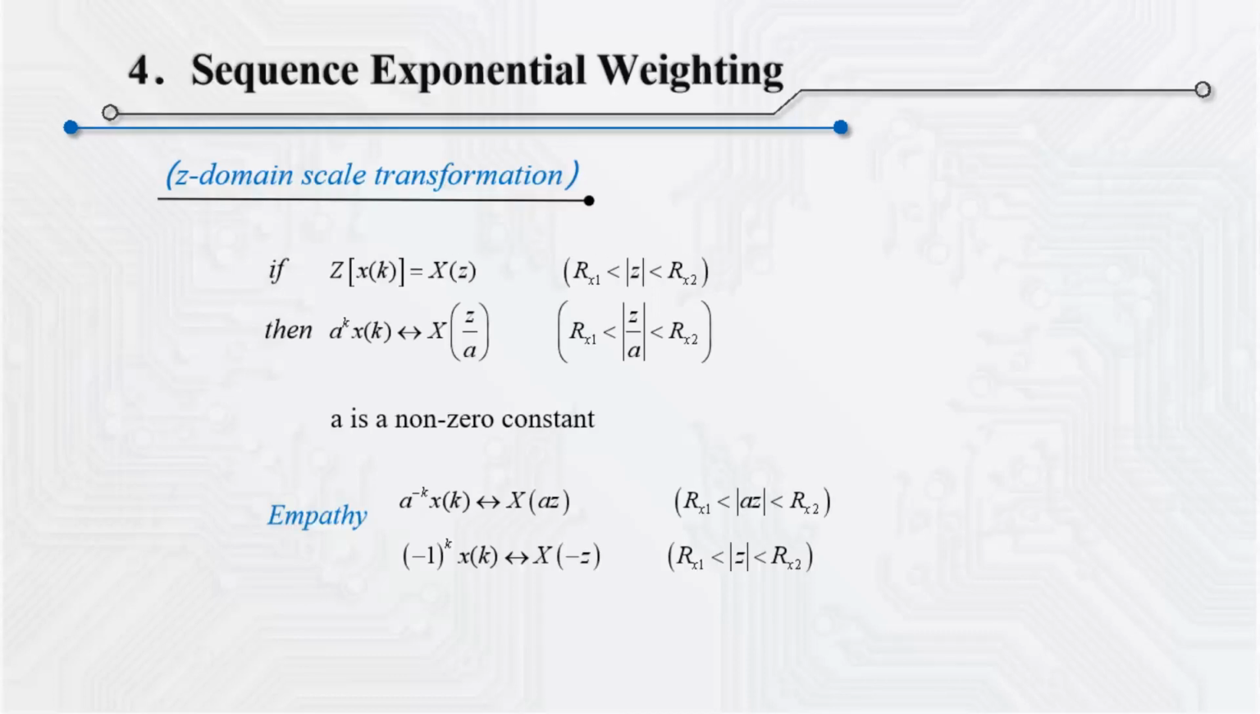Next, let's analyze the property of sequence exponential weighting, which is equivalent to a scale transformation of the z domain. Then we look at the content of this property. It is known that the z transform corresponding to the original sequence x of k is x of z. Then the original sequence multiplied by the exponential signal in the time domain has a corresponding z transformation equivalent to a scale transformation in the z-domain. A is a non-zero constant.